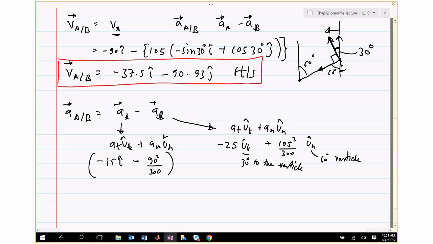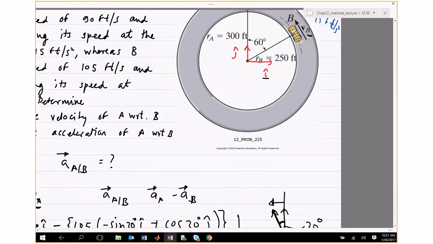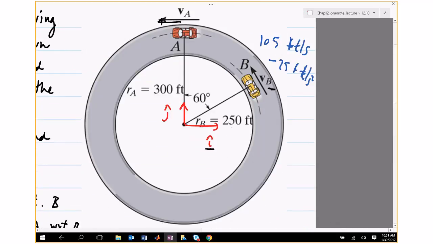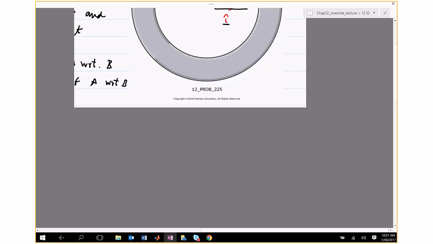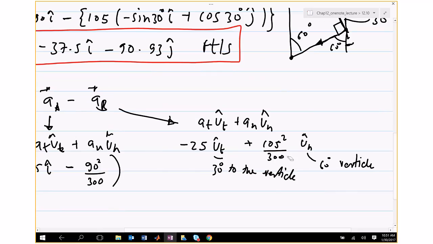So what you can do is you can check. Question: is it 300, right? Oh, I see it. Oh, my bad. It's 250, it's given to me. So it should be 250.